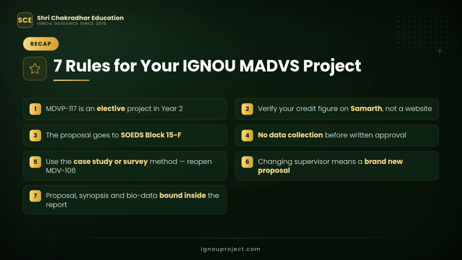7 things to carry away. 1. MDVP-117 is an elective project in Year 2. 2. Verify your credit figure on Samarth, not on a website. 3. The proposal goes to SOEDS Block 15F, not a regional center. 4. No data collection before written approval. 5. Use the case study or survey method and reopen MDV-106. 6. Changing supervisor means a brand new proposal. 7. The approved proposal, synopsis and biodata must be bound inside your report.